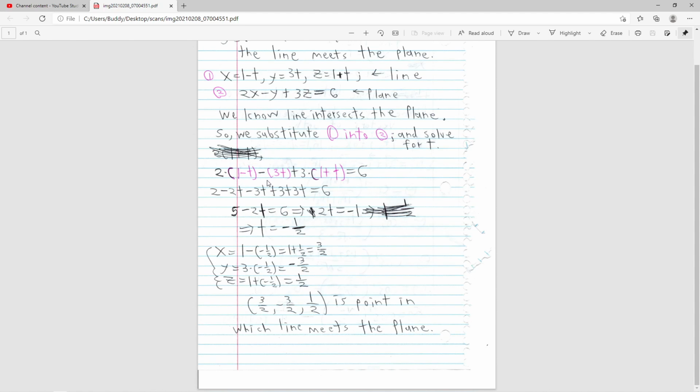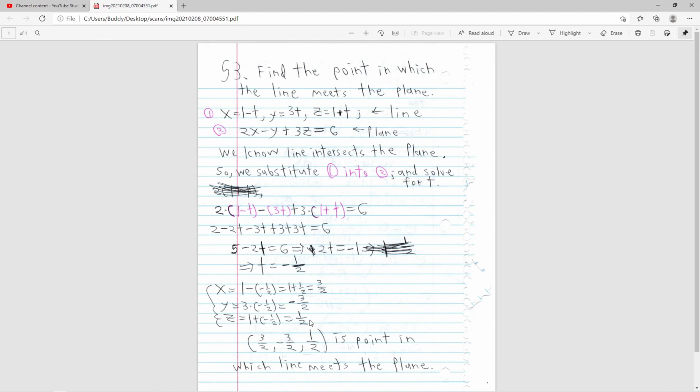So 2 times 1 minus t minus 3t plus 3 times 1 plus t. In pink, I tried to make it obvious what to substitute in. And you get 5 minus 2t equals 6 in the end, which implies that 2t equals negative 1, so t equals negative 1/2. So x equals 1 plus 1/2, which equals 3/2, and you have negative 3/2 for y, from 3 times negative 1/2. And z is 1 plus negative 1/2, which equals 1/2. So that's where the line meets the plane. We did this already for a longer one, where doing this is just a prerequisite to get to the point.